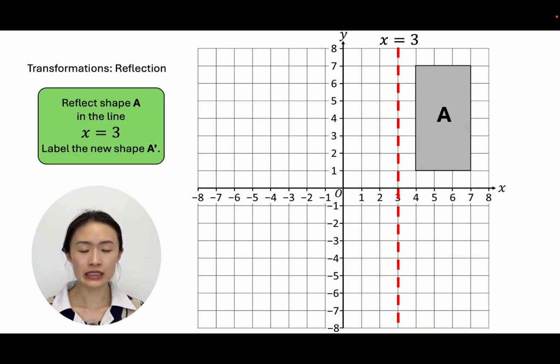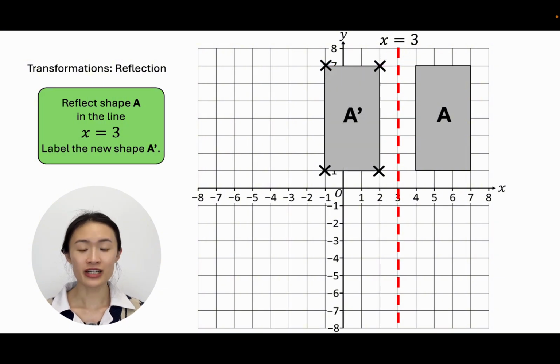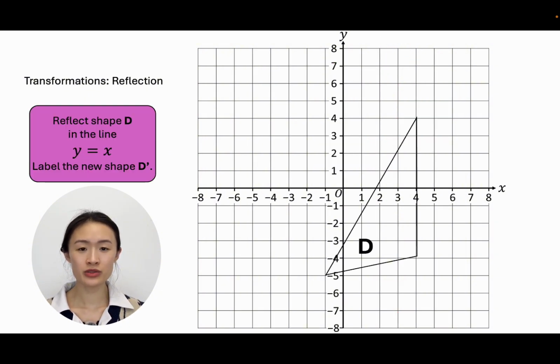So in this case, it's easier. If we pick the point (4, 1), then we know the distance between this point to x = 3 is 1 horizontally. So then that means our new point is going to be (2, 1). Similarly, next point, if we pick (7, 1), the distance between (7, 1) and the line x = 3 is 4. So then that means our new point is going to be (-1, 1). And if we repeat the same process, we'll be able to find the image of the object A, and we say it's A dash.